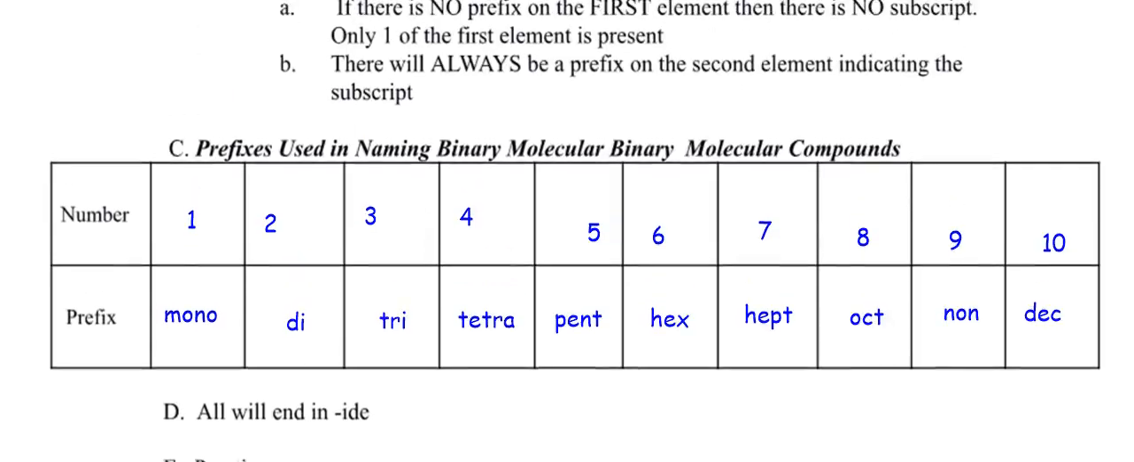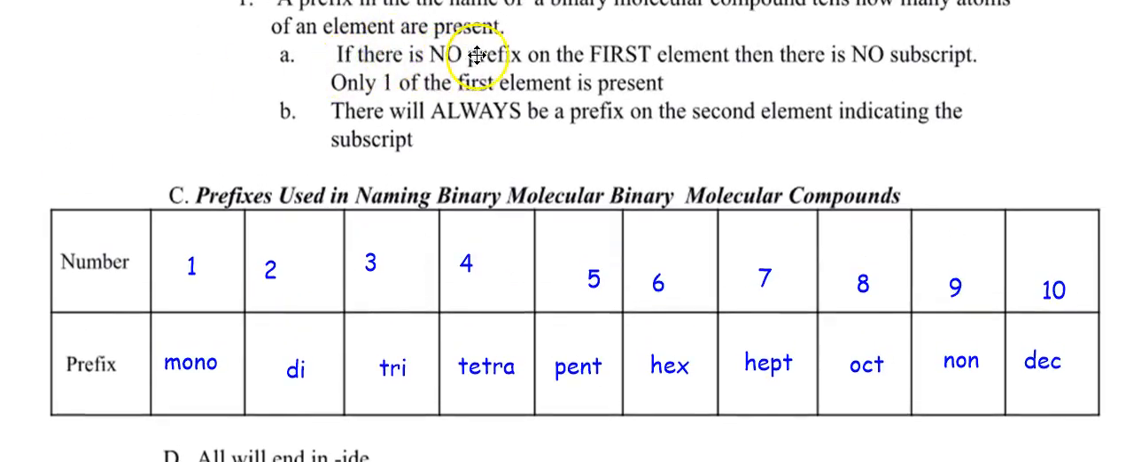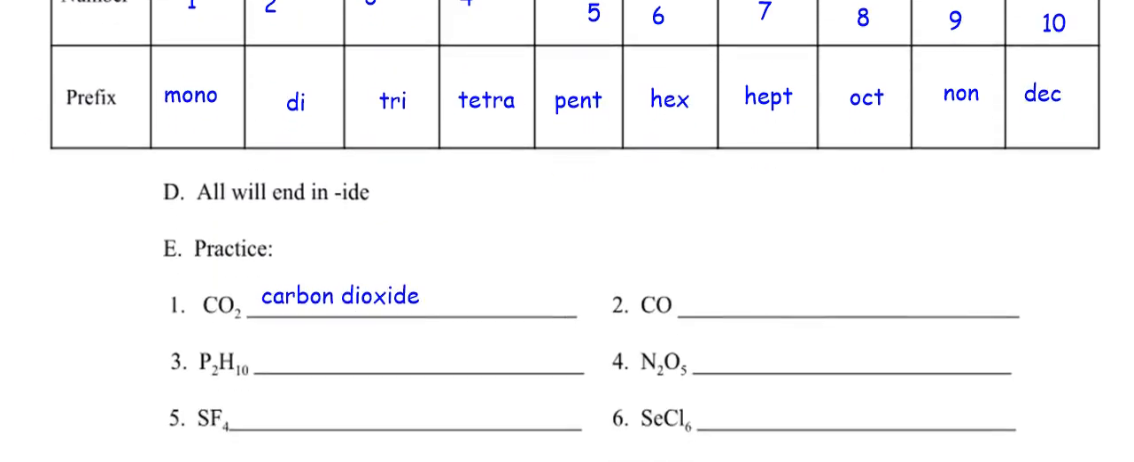Let's scroll back up here again. What does it say? If there is no prefix on the first element, there is no subscript. So is there a subscript on the first element? No, there is not. So there is no prefix, okay?